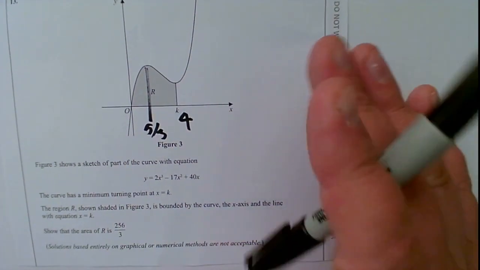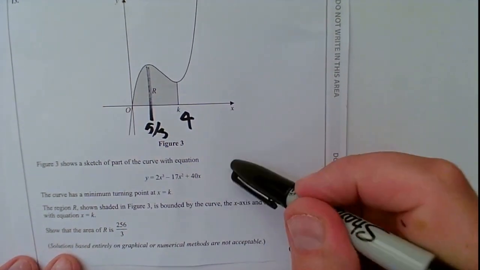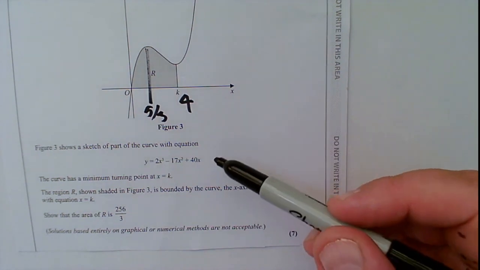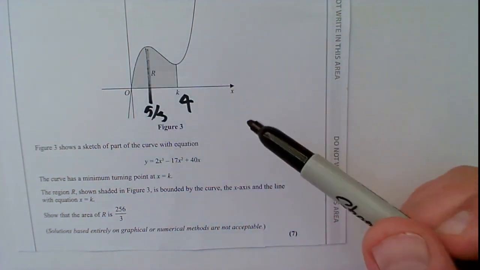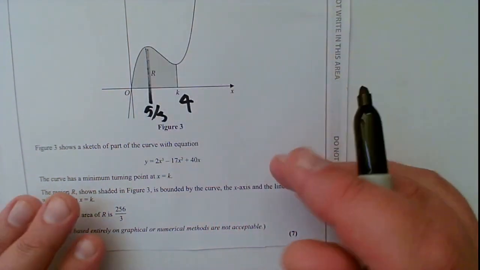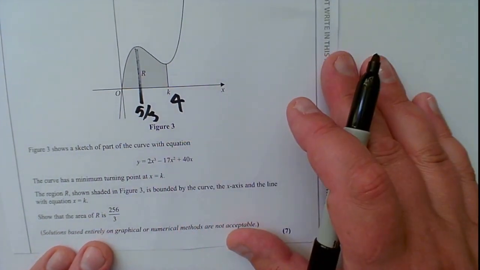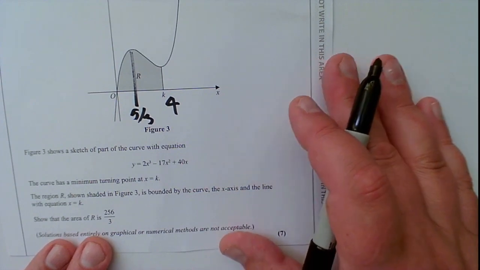If you can't do that, make sure that you can differentiate and then use the gradient function to work out points when the gradient is equal to 0, in other words turning points. Okay, then what did you have to do? You had to do some integration. I think this was fine really.